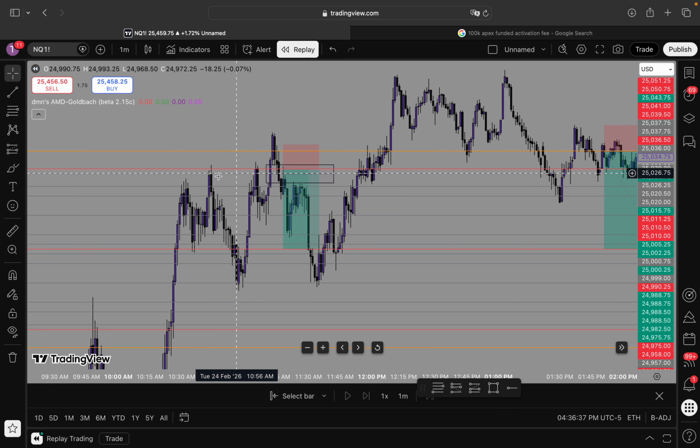So here we got some engineered liquidity set up. We have these equal highs form. Our first reaction is extremely true, which means our liquidity sweep is going to be true, our break of structure is going to be true, and then it's going to run to our take profit true.